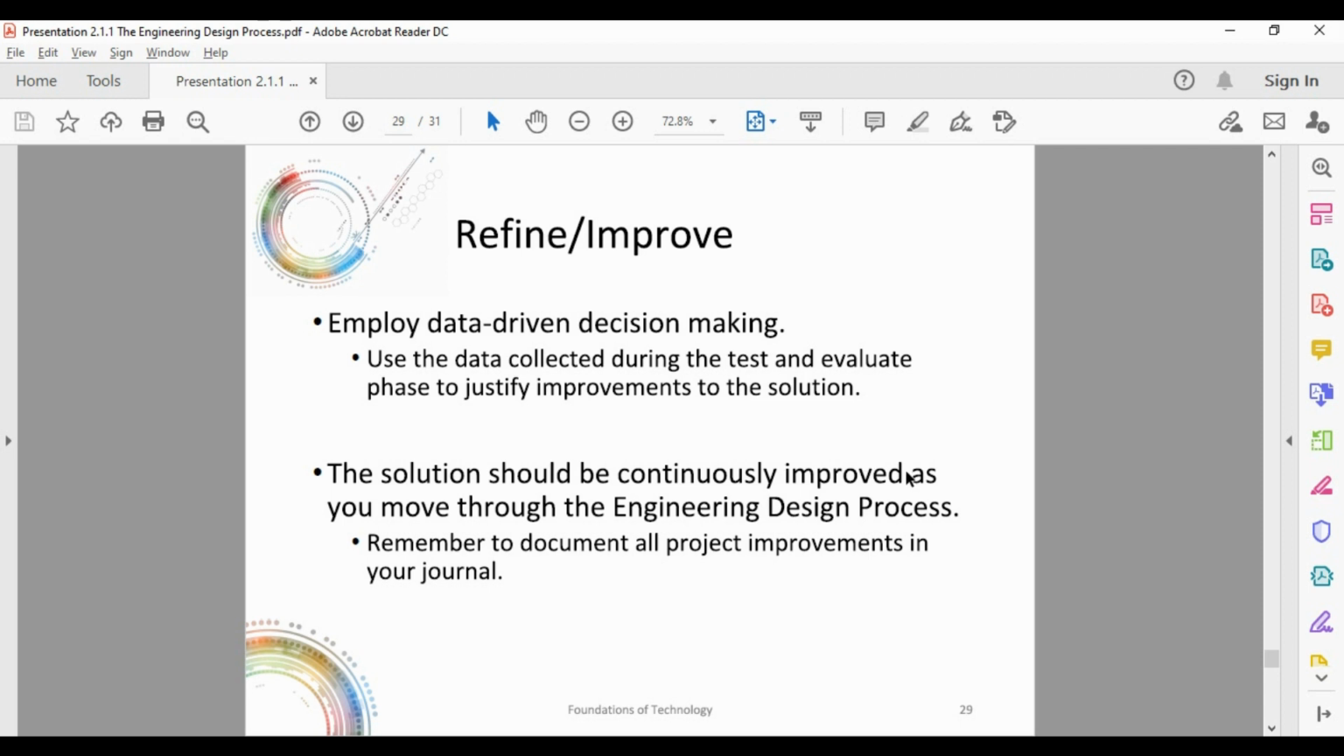The solution should be continuously improved as you move through the EDP. You should always be willing to improve. Remember to document all of your project improvements in your journal.